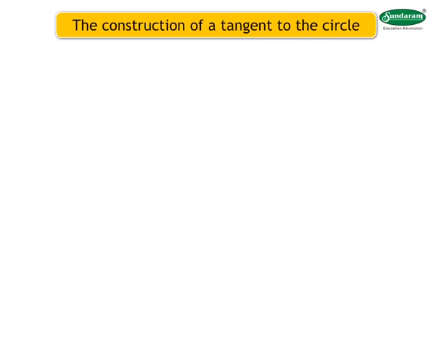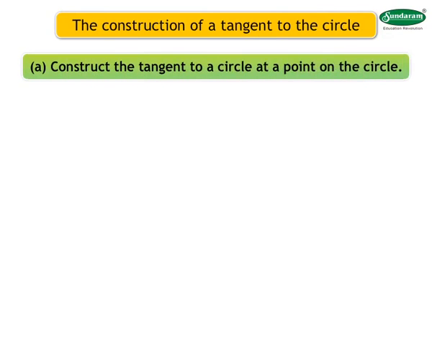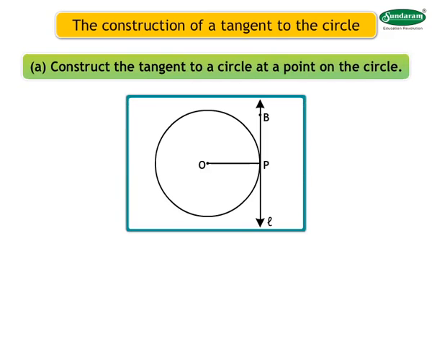Now let's begin with the construction of a tangent to the circle. A. Construct the tangent to a circle at a point on the circle. Look at the figure. Here, line L is intersecting the circle in point P. Thus, line L is a tangent to the circle at P.